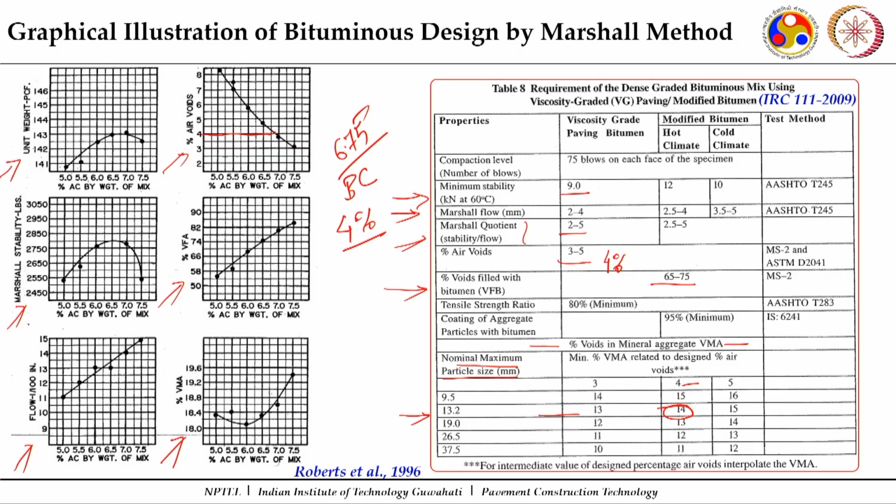I will see what the Marshall stability is, which in this case may be a value around 2725. Here I will check the flow, what is the range of flow which is given here, and I will see what the VMA requirement is, and what the VFA requirement is. If it meets my requirement, I can accept this binder content and consider it as my optimum binder content. If it does not work out, then I will have to make some changes in my aggregate gradation.